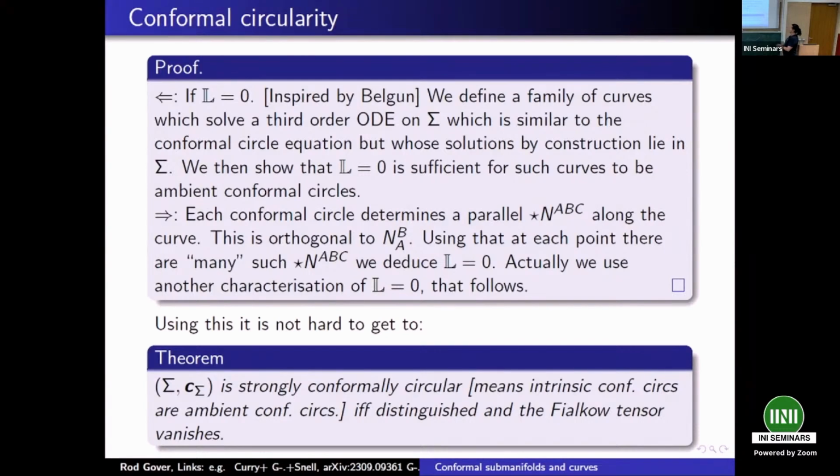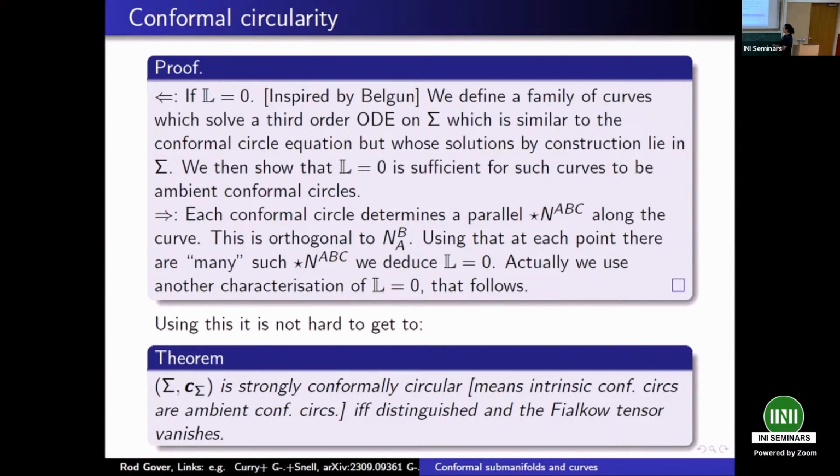In the other direction, it's now easy using the technology I've already mentioned, because each conformal circle determines one of these parallel 3-tractor objects. And so each of these is tangent to the curve that you want to lie in here, and orthogonal to the normal projector, the tractor normal projector for the submanifold. And so if all of the conformal circles stay in the submanifold, you have lots and lots of these parallel things around, and they just kill off. They force this projector to be parallel, and therefore L to be 0. So in that direction, it's now quite simple.